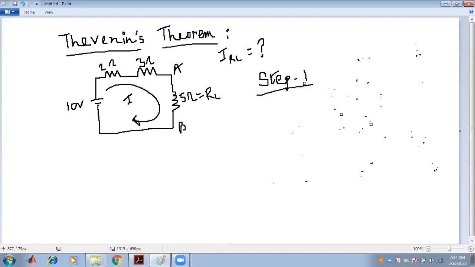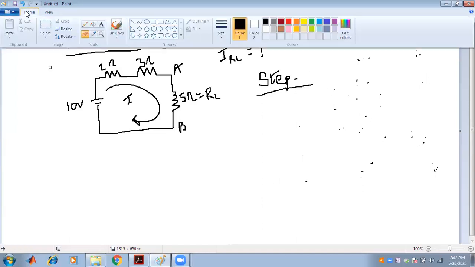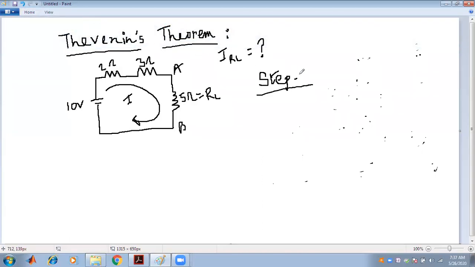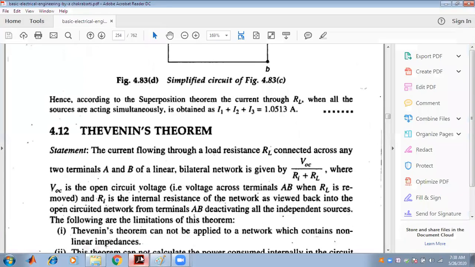So now we are going with step number 2. Step number 2 suggests that we have to find the R equivalent. So what is the process to find the R equivalent? It is clearly written that we have done the voltage across the terminal AB where RL is removed, and RL is the internal resistance network viewed back into the open circuit network from the terminals AB, deactivating all the independent sources.